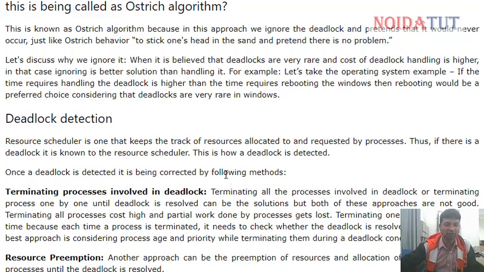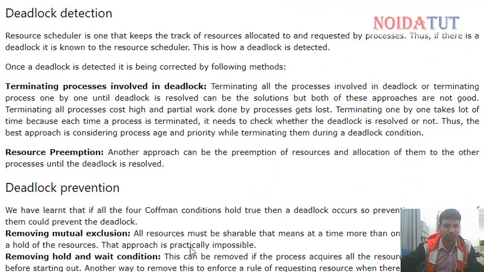Now, deadlock detection. The resource scheduler is the one that keeps track of resources allocated to and requested by the processes.